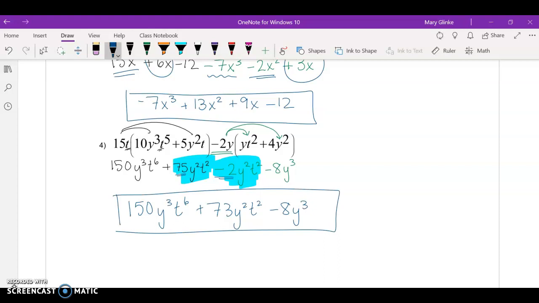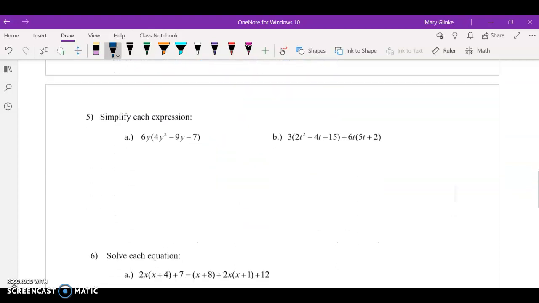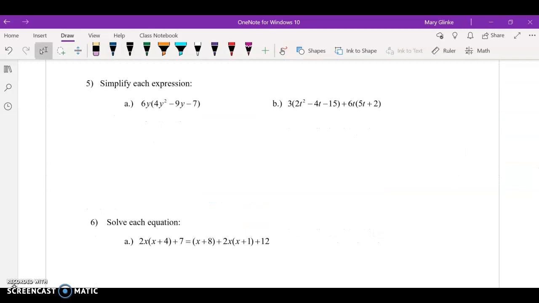So we can distribute monomials to polynomials and then even add them together. So there are a couple more examples here. What I would like you to do is try example 5. So pause the video and you try it, and then when you're done trying it, come back to the video.